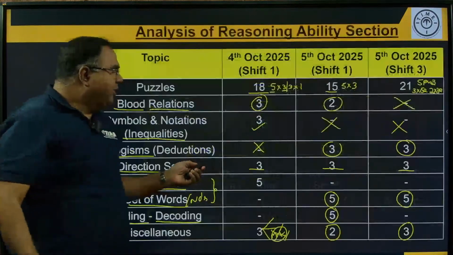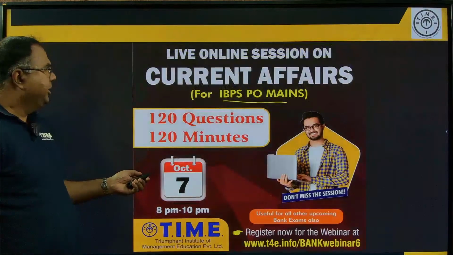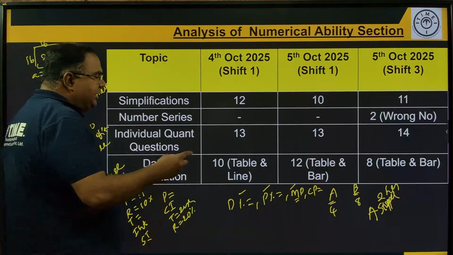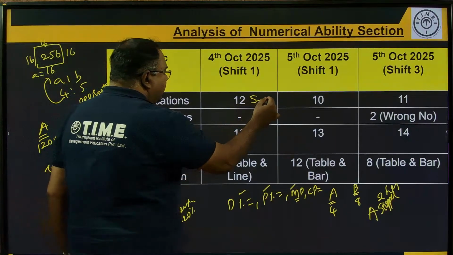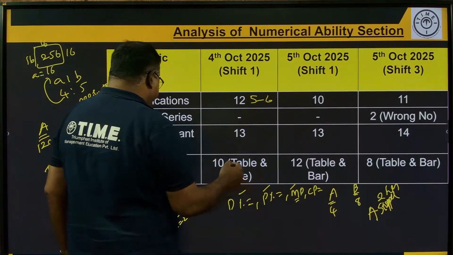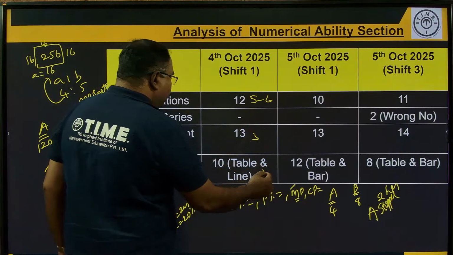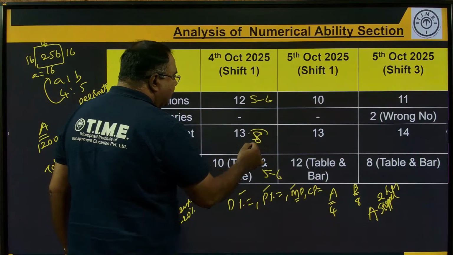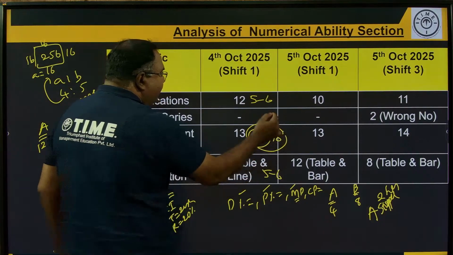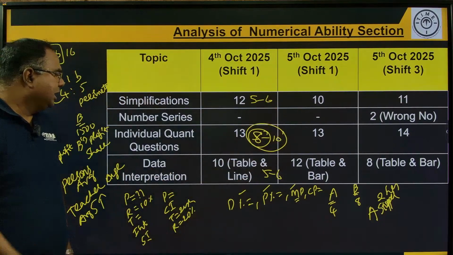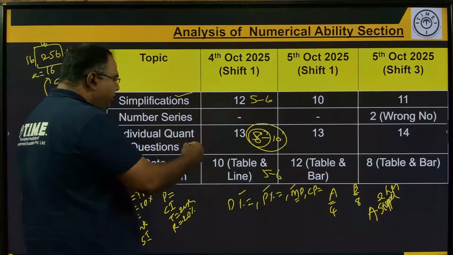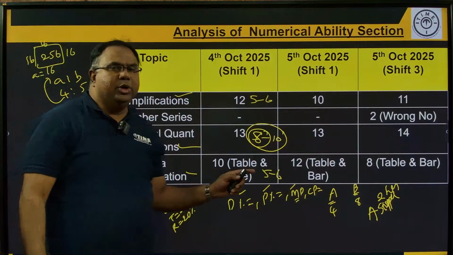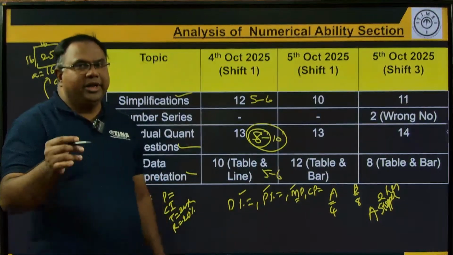Now, one point I want to tell you here is about your numerical ability. You can comfortably spend 5 to 6 minutes on simplifications, 10 to 12 minutes on DI, and the remaining 8 to 10 minutes on individual questions, because there are about 13 to 14 of them. Start with simplifications, then do individual, finally do DI, or do DI and come to individual. Either way works, that is up to you.